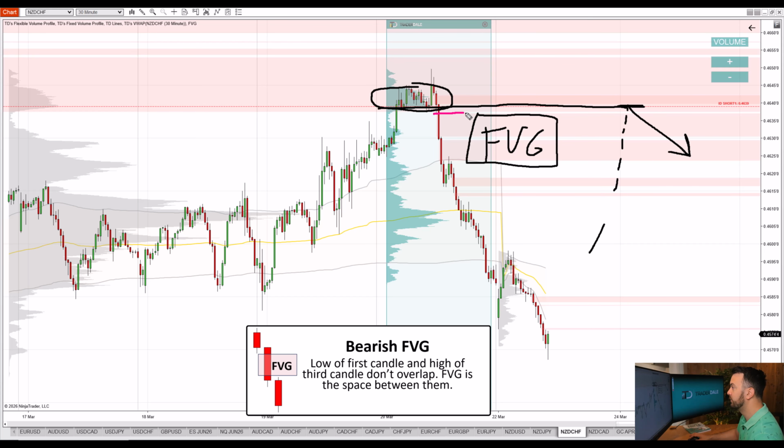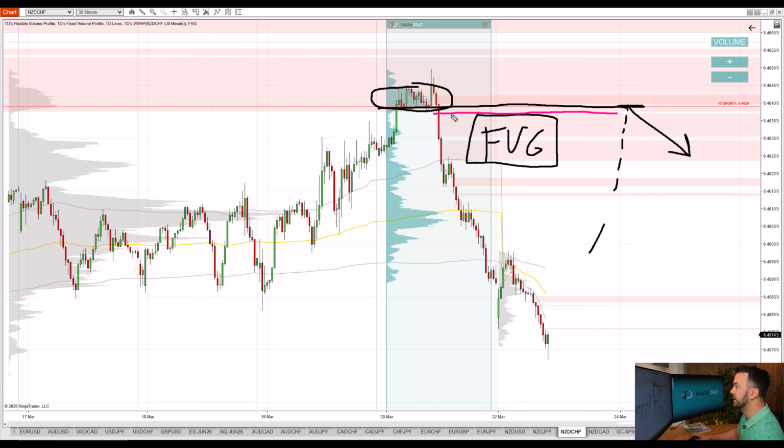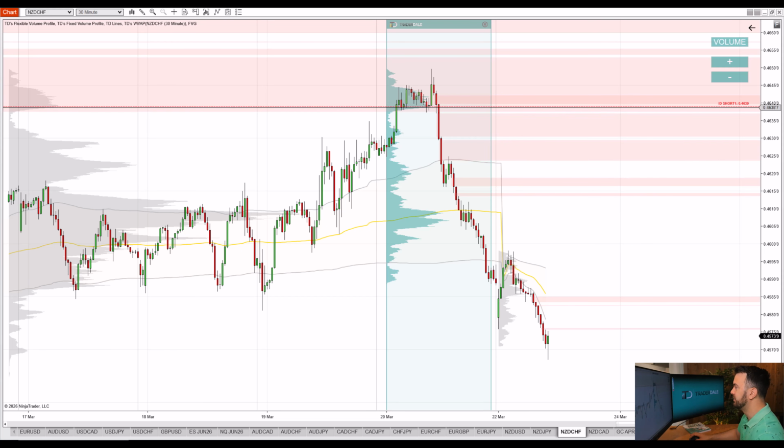So the beginning of the fair value gap is in here, almost exactly at our level, just a couple of pips below it, okay? So that's another thing that adds strength to the level, because we can clearly see how strong the sellers were here, okay? So that's the New Zealand dollar, Swiss franc.